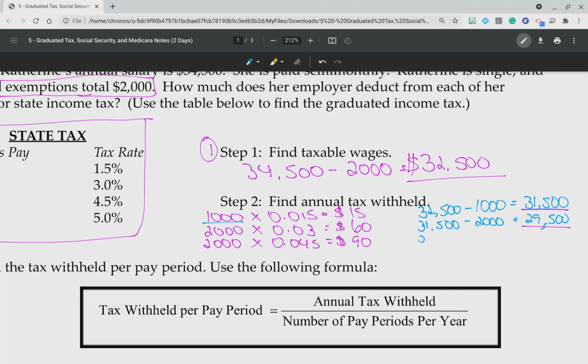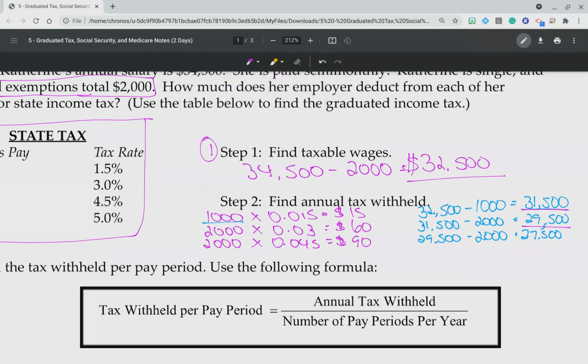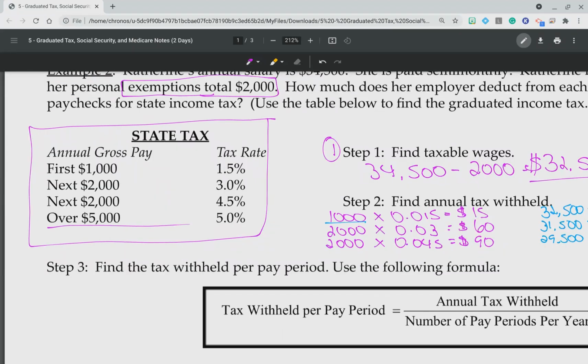All right, so 29,500. I was just taxed on another $2,000, so I'm going to take that away from my total, which gives me 27,500. If I go back to my tax table, anything over 5,000, I'm going to get taxed 5%.